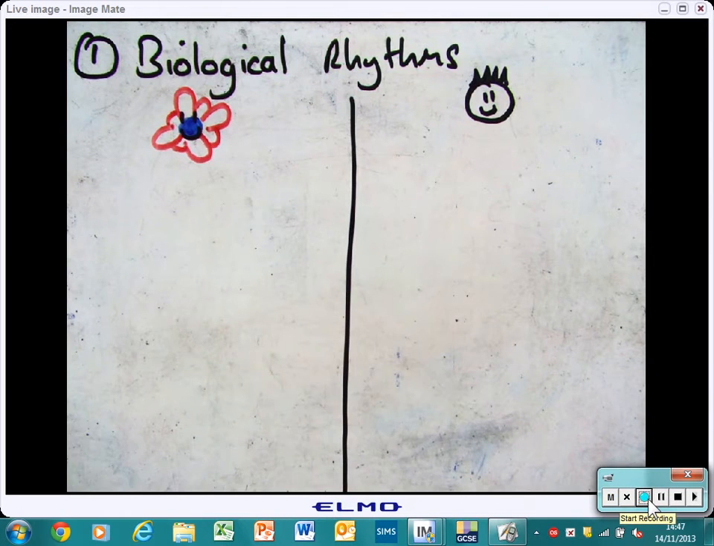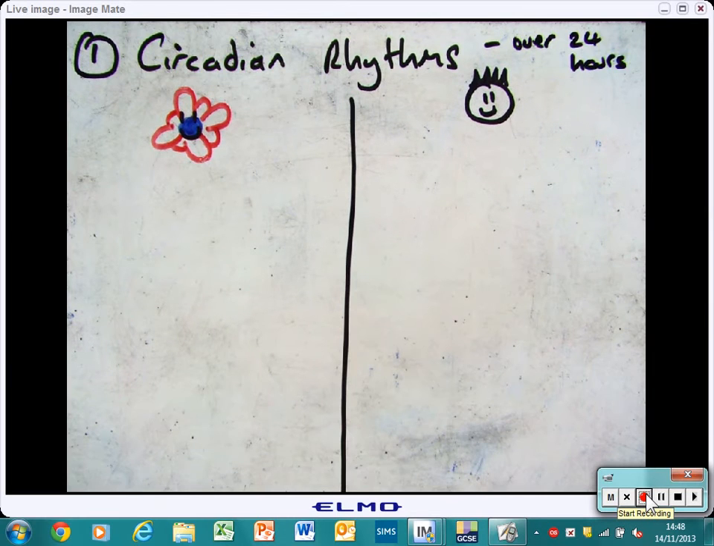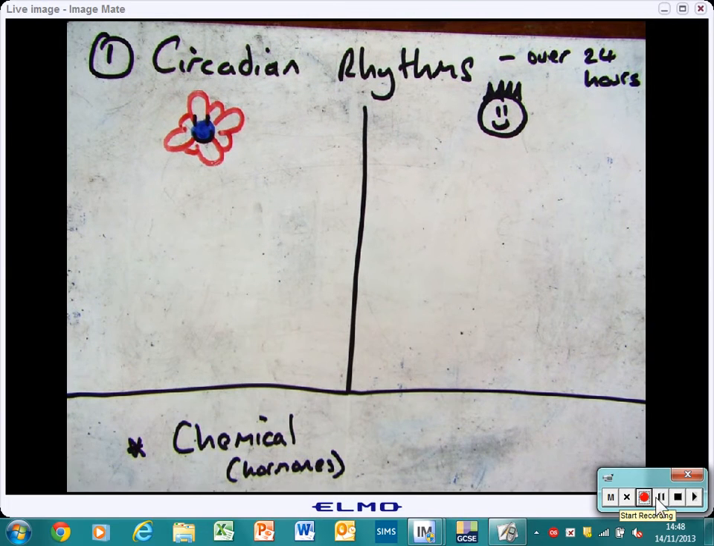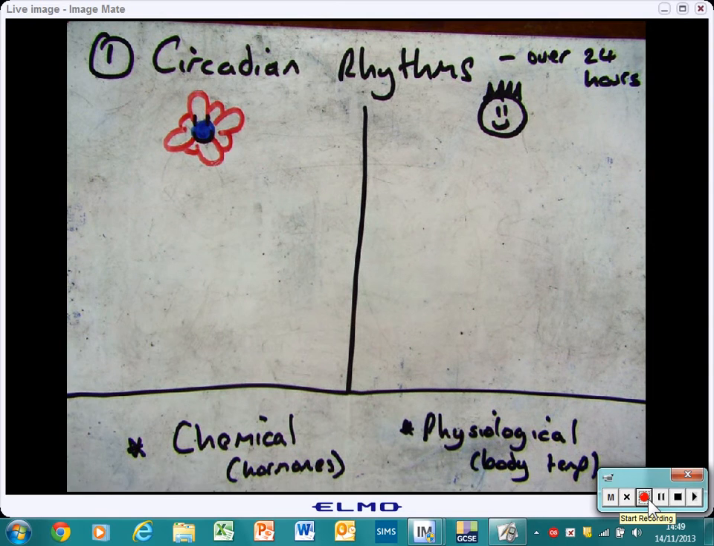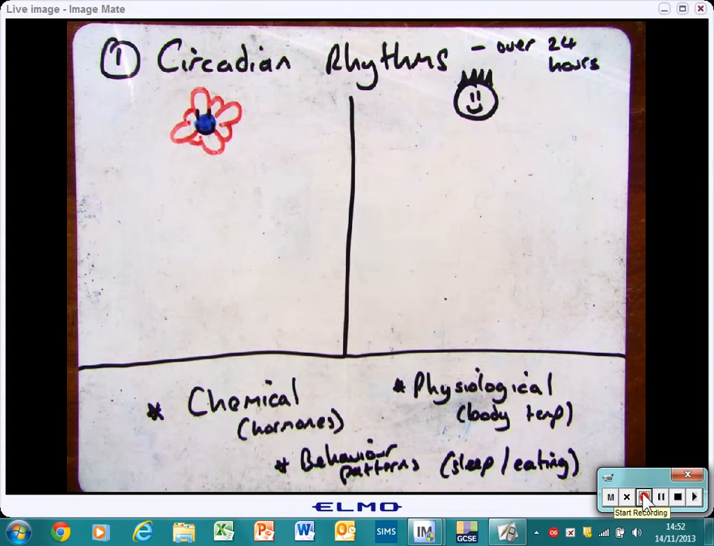Now, biological rhythms, which occur over 24 hours, are called circadian rhythms. These can result from three different things: chemical processes such as hormone release, physiological such as body temperature, and behavioural patterns such as sleeping and eating. Now, these are usually controlled internally but influenced externally, which means they're controlled within the body but they're based on things that happen outside. There are two different types of circadians which we're going to look at, which are the things that affect humans and animals and the things that affect plants.